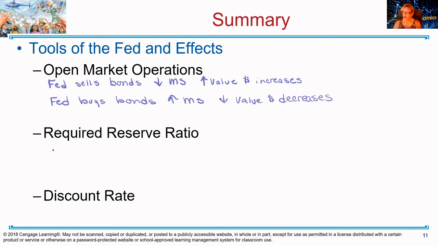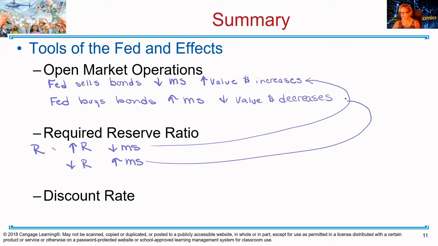Okay. Required reserve ratio, again, we don't really change that a whole lot, but remember that's our R in the money multiplier, 1 over the required reserve ratio. This is the amount that the Federal Reserve banks have to put on deposit at the Fed every time they take in a deposit. So if we increase the required reserve ratio, then we're decreasing the money supply. And again, we have the same thing happening up here. The value of a dollar increases. If we decrease the required reserve ratio, we increase the money supply, and the value of a dollar decreases.